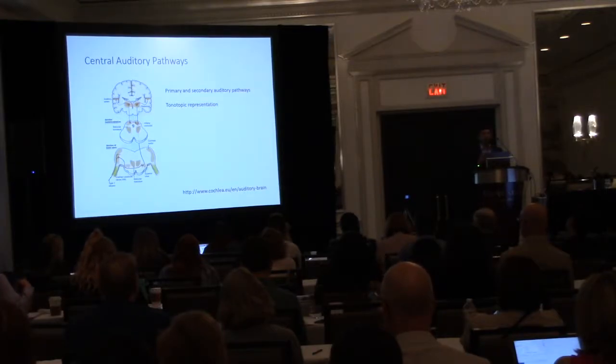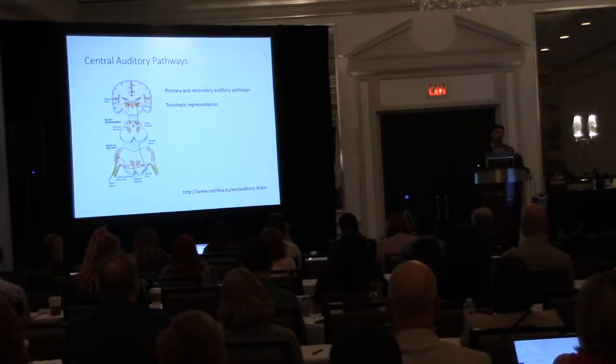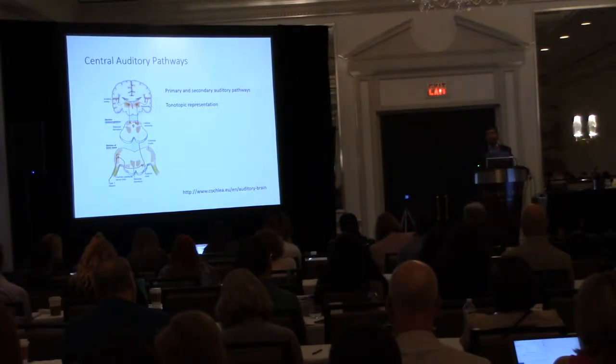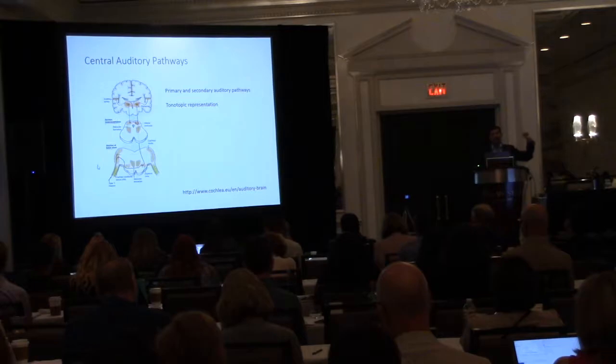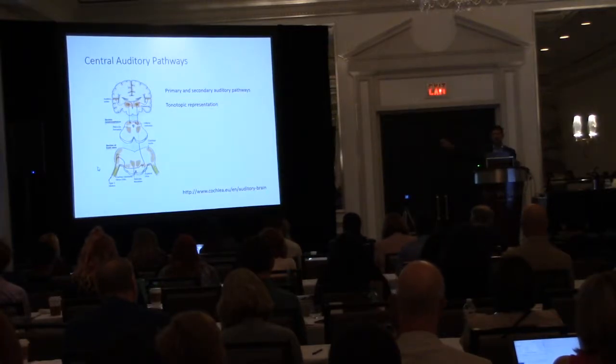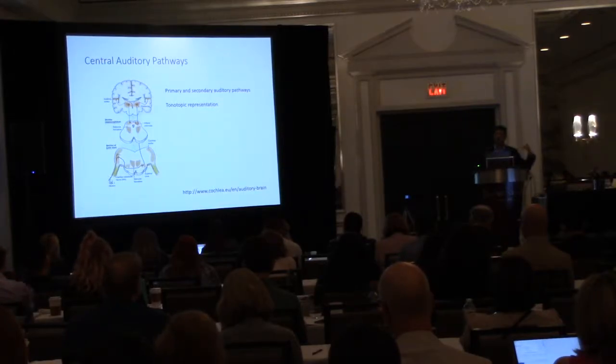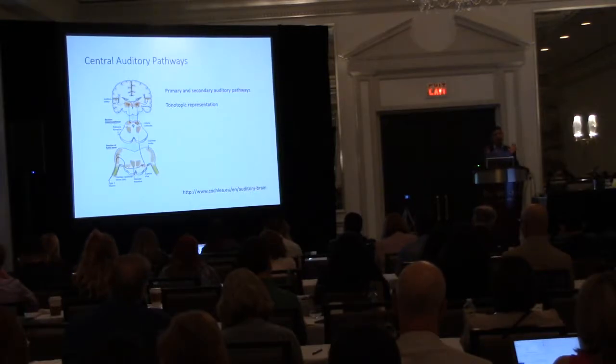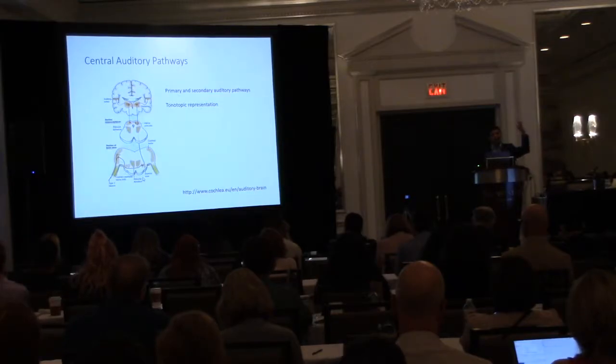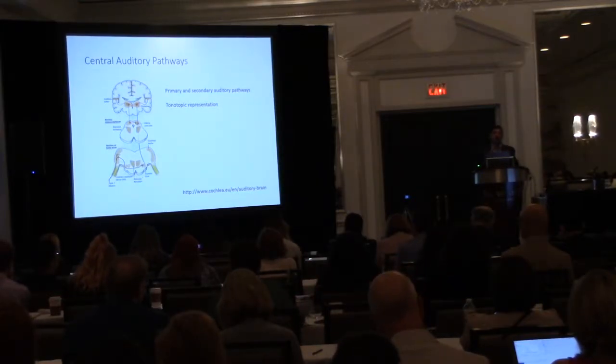There are a couple of things to remember here. The most important thing is the tonotopicity. That means the frequency separation of the auditory signal, of the acoustic signal, is maintained throughout. There are some cells that get the high frequency information, other cells that get the low frequency information. So all the way from the cochlea, from the basilar membrane, all the way up to the cortex, that separation is maintained.